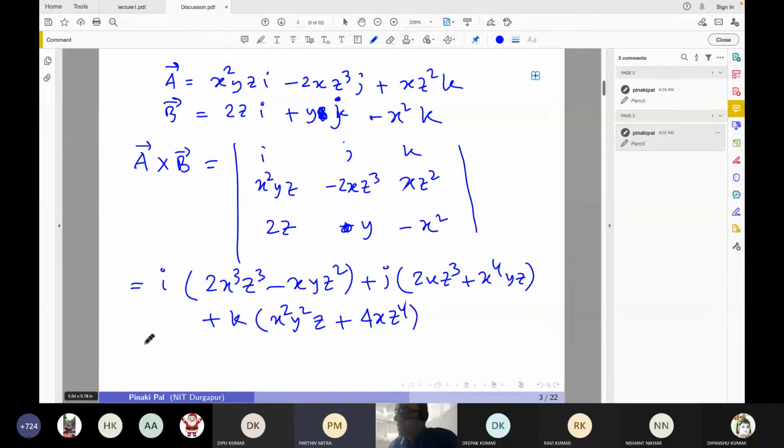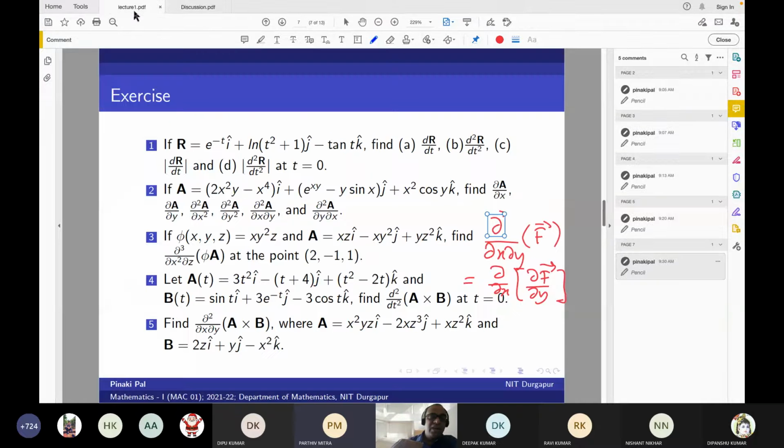Now, instead of finding the A cross B first, can we apply the double differentiation method twice? Yes, you can do that, that is another possibility. First you have to find the derivative with respect to y, and then whatever you get, differentiate that function again with respect to x. Okay, I think you can manage now with this vector.